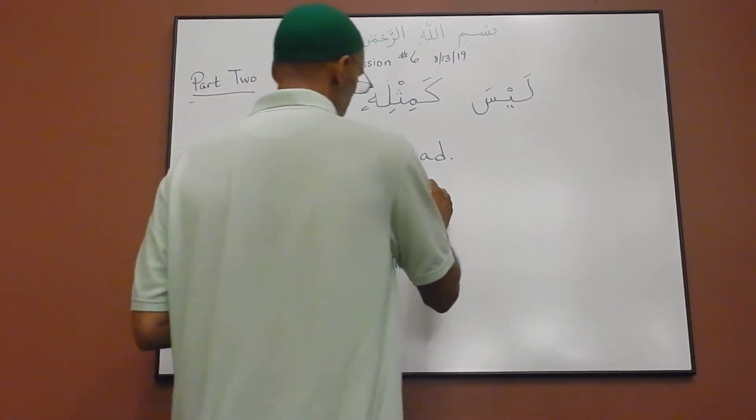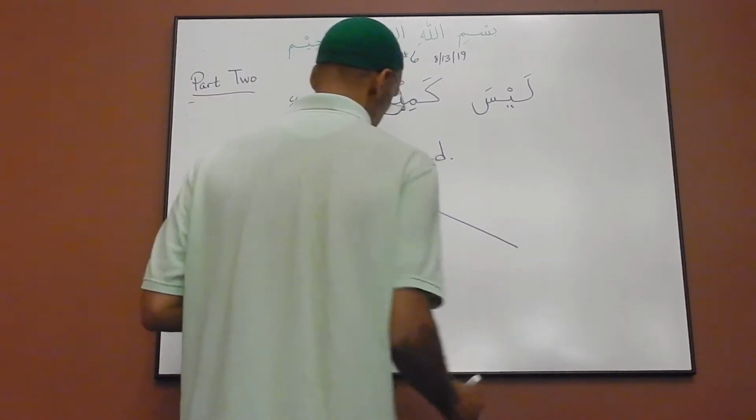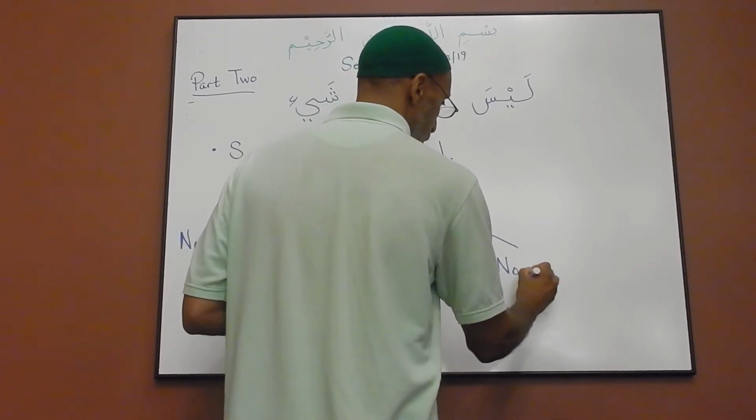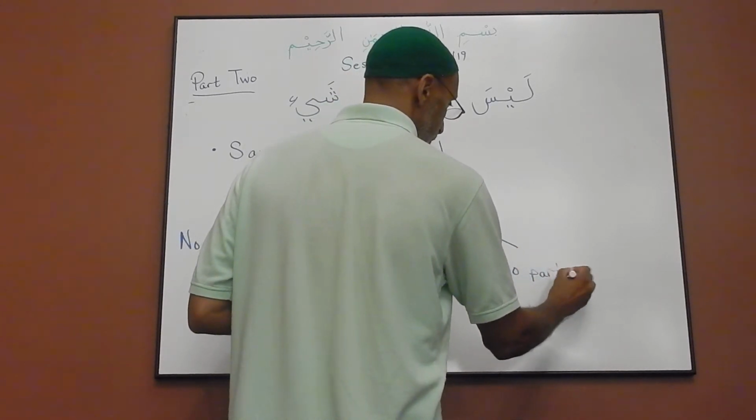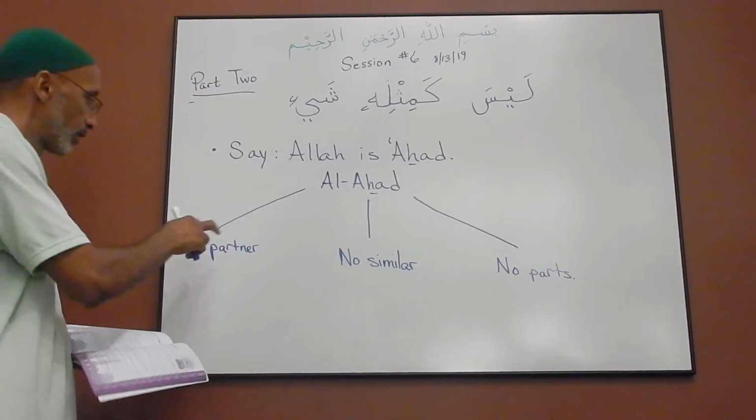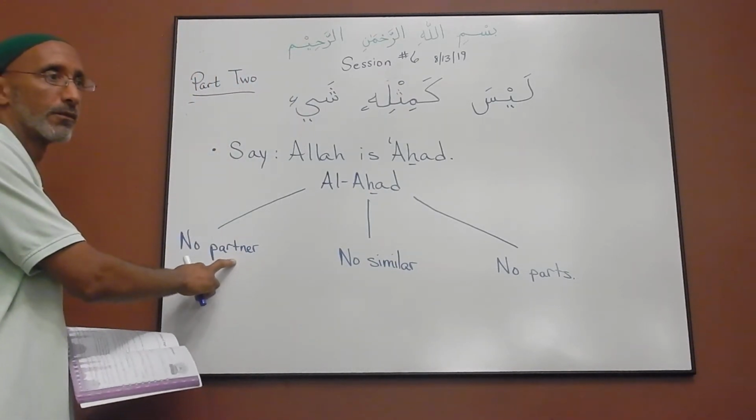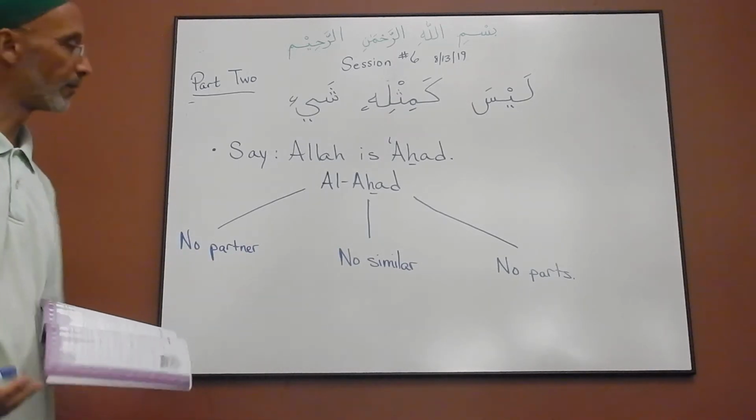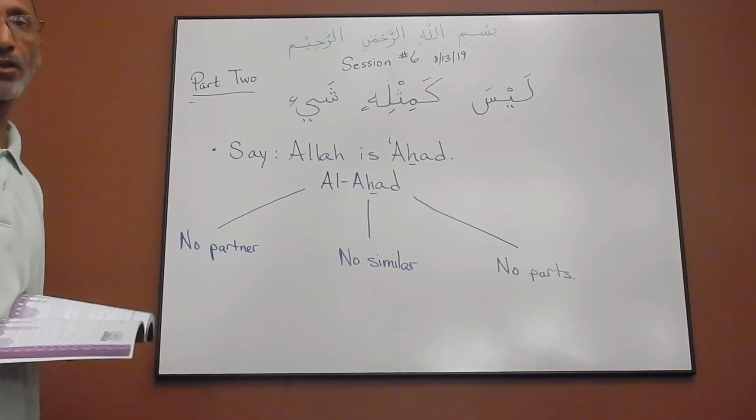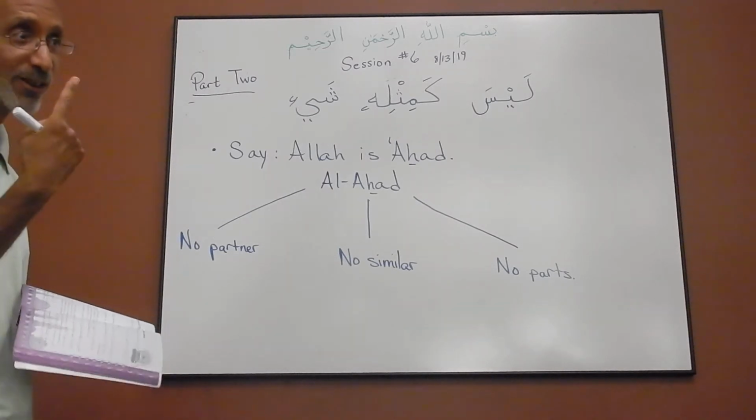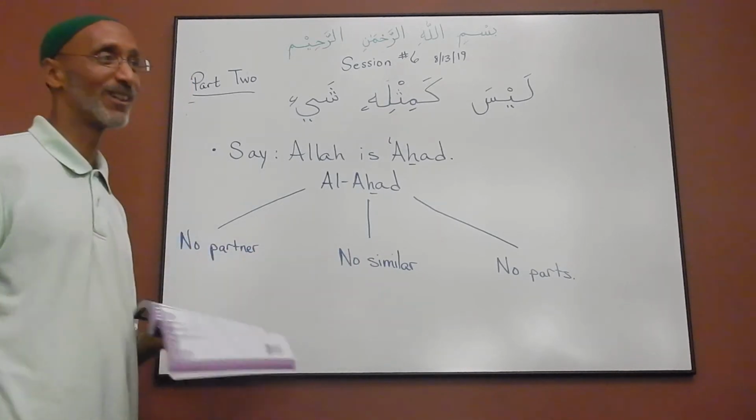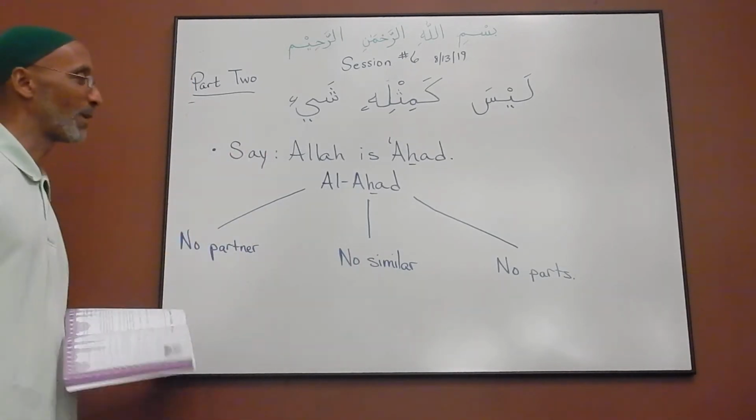And the third meaning, which is the additional meaning, is no parts. Allah is Al-Ahad, who has no partners. No one is a creator except Allah. No what? Similar. Because Allah is the creator. Allah is one. If you understand Allah is one, then you know Allah has no what? Similar. Because we'll explain, we'll go back to this.